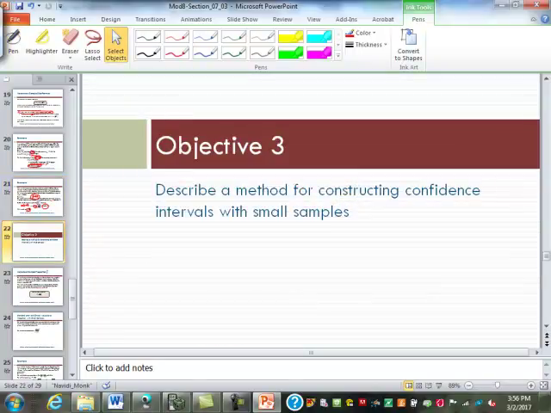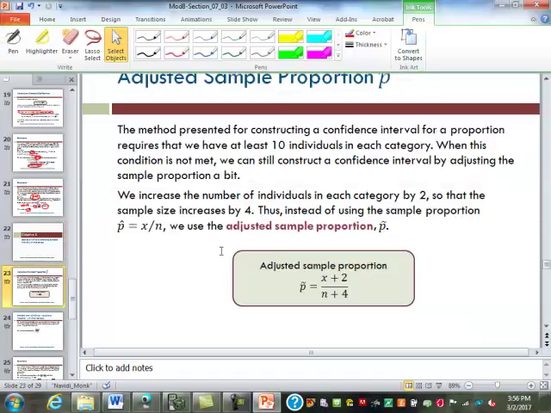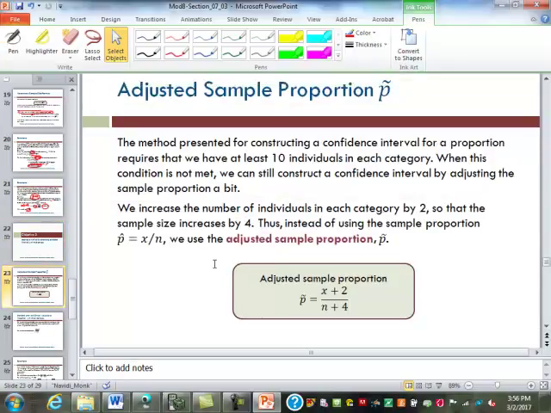Describe the method for constructing the confidence interval for small samples. So we don't really use this much, but we would adjust the sample proportion by taking x plus 2 over n plus 4. So that gives us an adjusted sample proportion. That's p tilde. In this class, we're not really going to use that. The calculator will automatically adjust for that, by the way. But for this class, if it's a small sample size, we're just not going to deal with it.